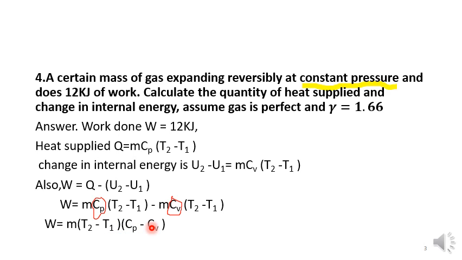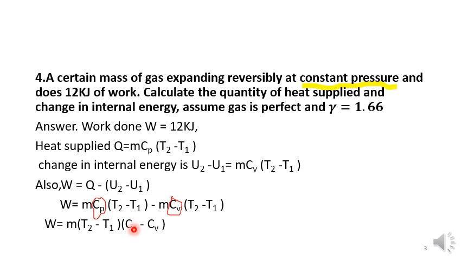This problem is very important for the 5 marks question. In this question, they didn't give any data other than the work done and the adiabatic index. Then how do you calculate? Whatever they ask, the heat supplied, you know the formula Q is equal to mCp(T2 minus T1), and U2 minus U1 is equal to mCv(T2 minus T1). Simply substitute in the non-flow energy equation and you will get W is equal to m(T2 minus T1)(Cp minus Cv). Cp minus Cv we can write as R, but we don't know the T2 minus T1 values either. That's why I'm converting.